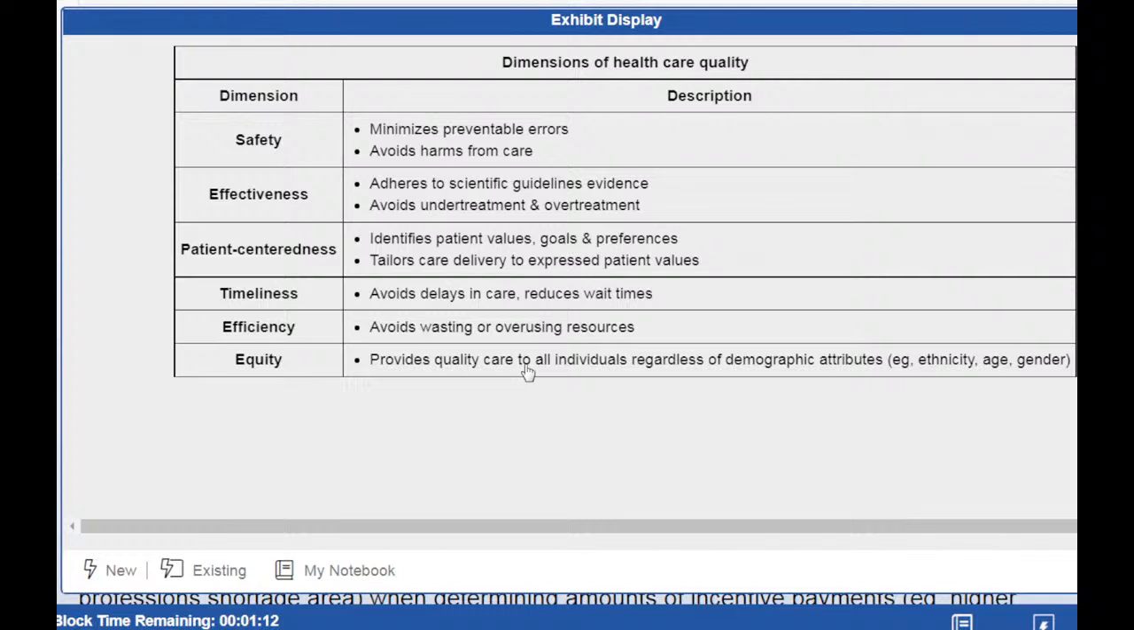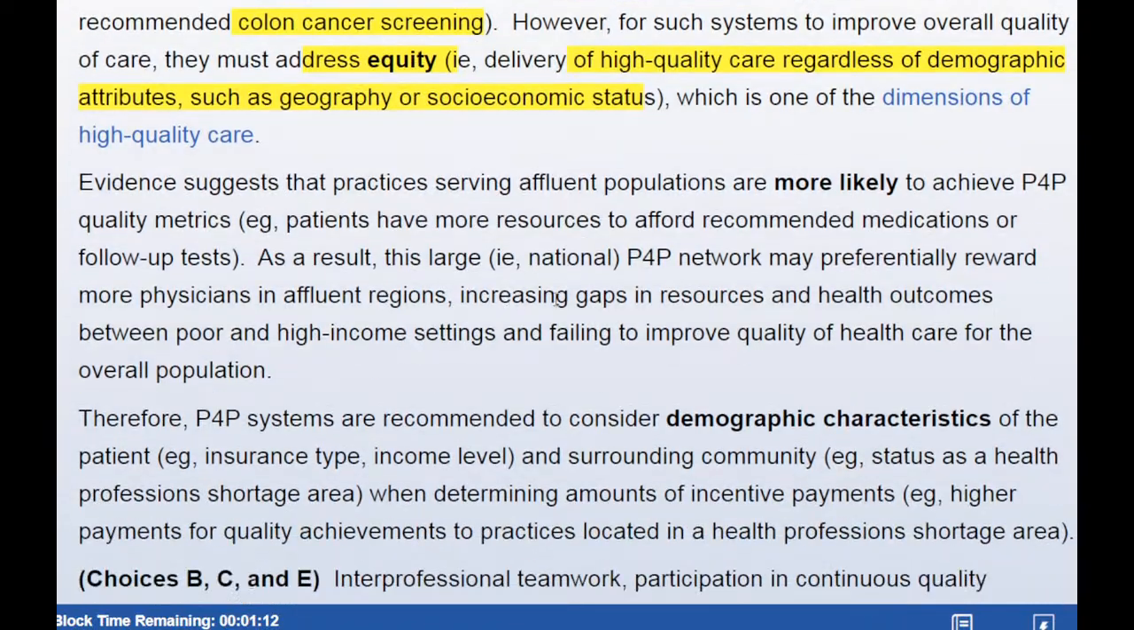You have a heart inside. You have red blood inside. For me, it's the same inside. Okay. So the equality. Try to give a very quality service. Provide quality care to all individuals regarding demographic attributes, ethnicity, age, or gender. Okay, guys, I talked too much. I'm sorry. I have to finish this here.